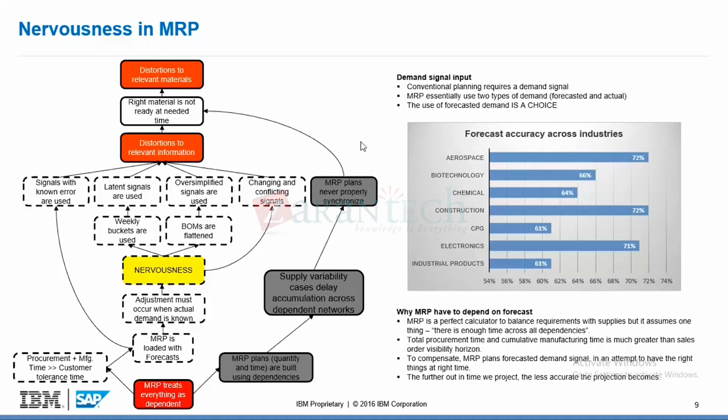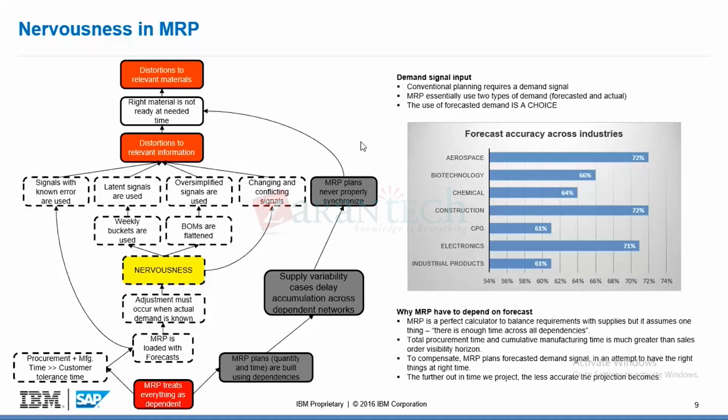MRP is a perfect calculator to balance the requirement with supplies, but it assumes one thing: there is enough time across dependencies. That means we have enough time to produce, and we assume that the materials for production, the raw materials down the line, will be available in time, as per the scheduling dates determined by the system. So the total procurement time and cumulative manufacturing time is much greater than the sales order visibility horizon.